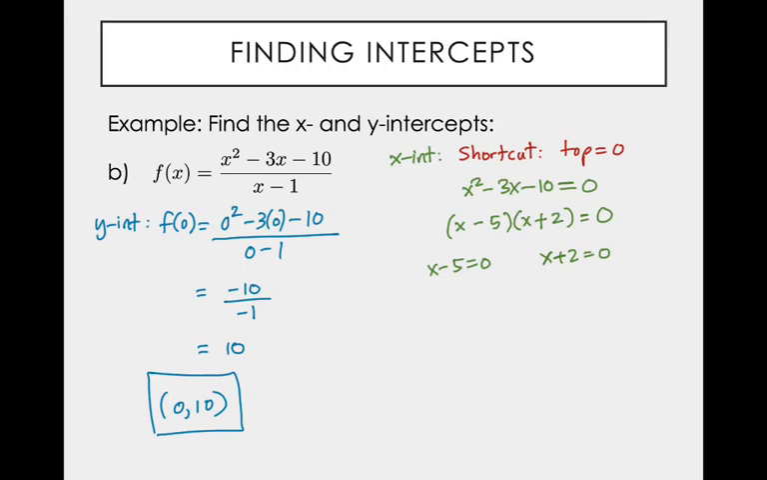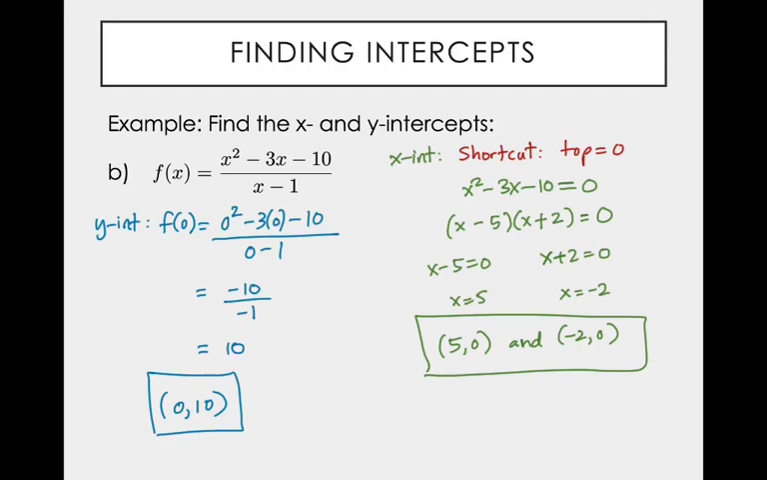Add 5 to both sides. Subtract 2 from both sides. Or you can just use that trick where you change the signs of the numbers. And I get 2 x-intercepts here. So my x-intercepts are (5, 0) and (-2, 0). That'll be where this function crosses the x-axis. Not too bad. Let's do one more.